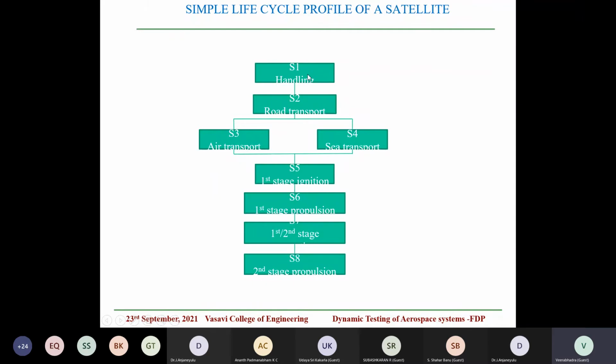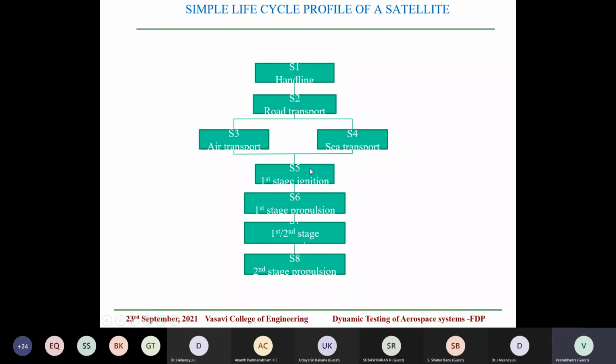I'm giving a sample life cycle of a satellite here. Initially there are two stages of its rockets, that means S1 and S2, I'm calling stage 1 and stage 2. It can be handled in the normal floor shop, or it can be transported. It can be air transported. It can be sea transported also. Now after all assembling, it can actually be used in flight.